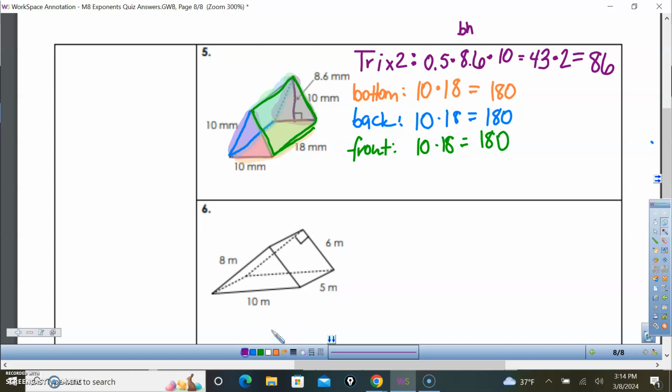And then to finalize the problem, if we want the total surface area, we need to add all of these together. So I'm actually going to take 180. I'm going to multiply by 3 because there are 3 of them. Add the 86. And I am getting 626 square millimeters for this one.